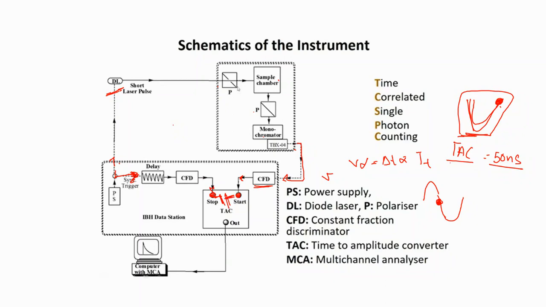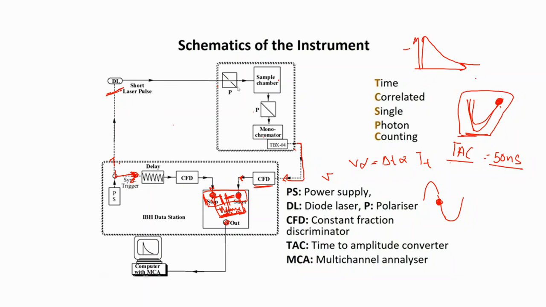This is the process of charging. At this point, when you get a stop signal, the charging entirely stops. Now how does the capacitor discharge? There will be a resistor here. When the current passes through it, the capacitor will be discharged, and this generates a voltage which goes to the multi channel analyzer, and therefore you will get something like this. This will be in terms of intensity, or the log of intensity, on the y axis.